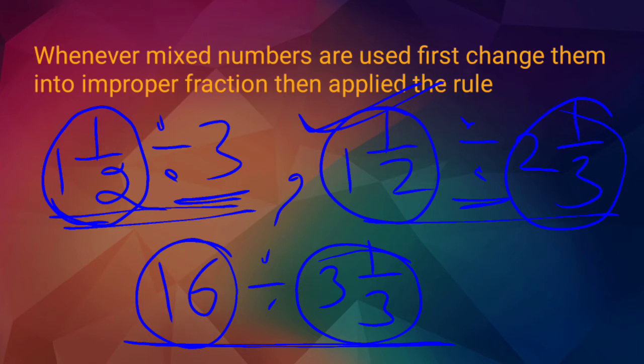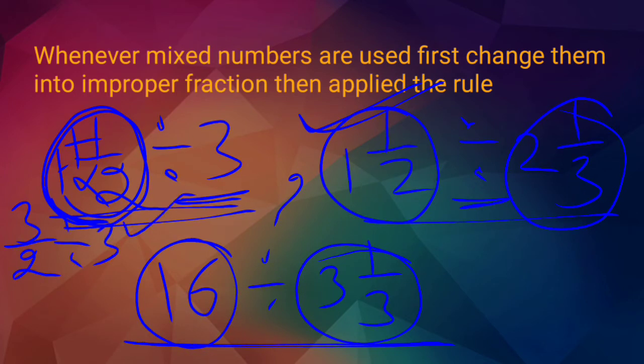Just wait. What does it become? 2 ones are 2, plus 1, 3 upon 2. So it becomes 3 upon 2, and then divided by 3. Then you apply the rule yourself. That is an exercise for you. And this becomes 2 ones are 2, plus 1, 3 upon 2.